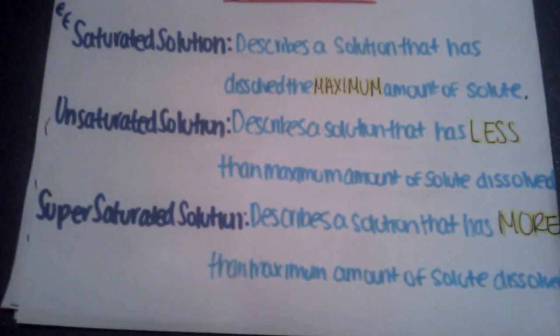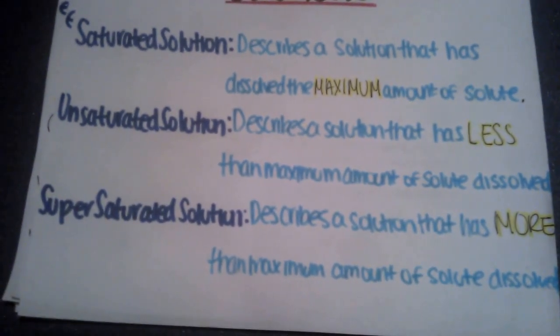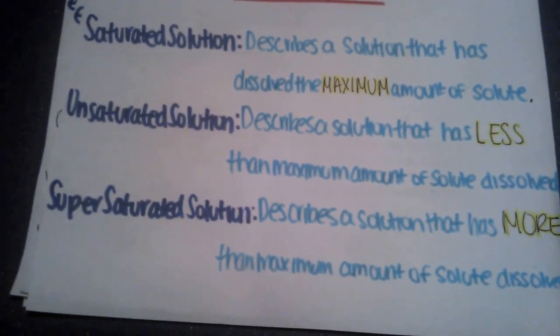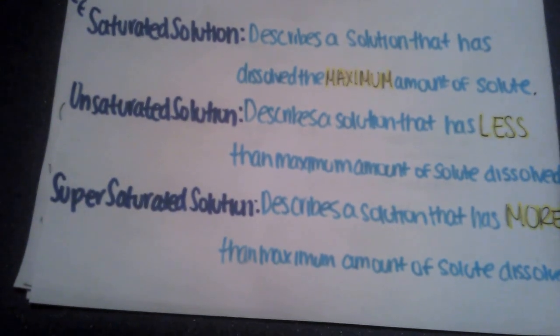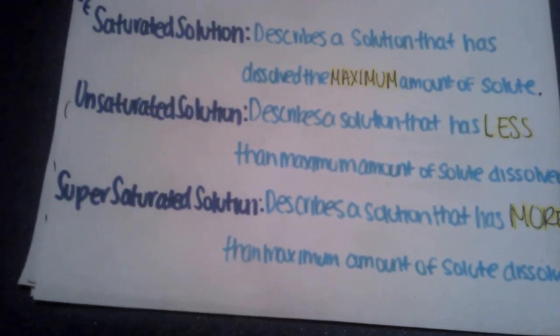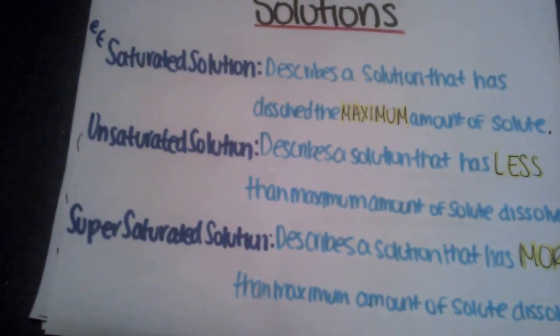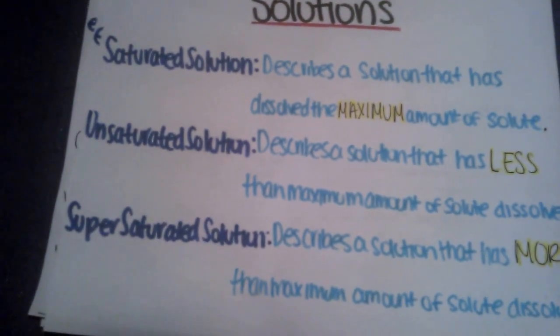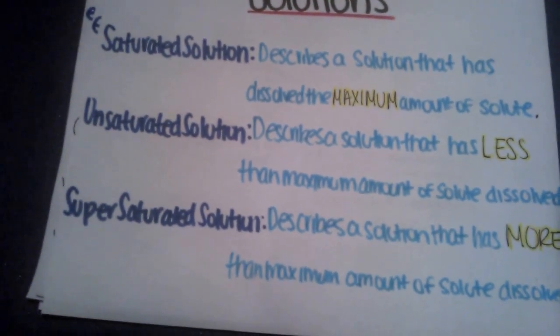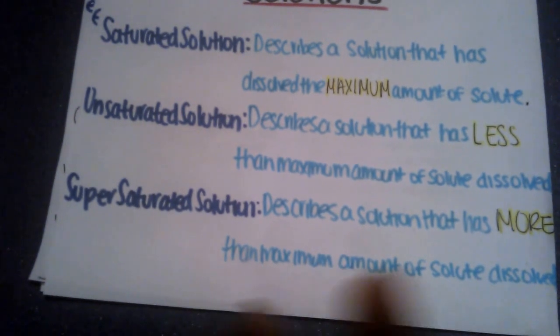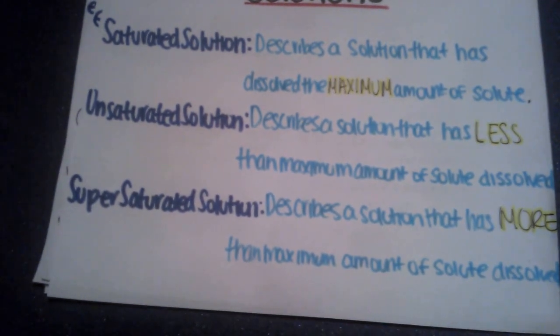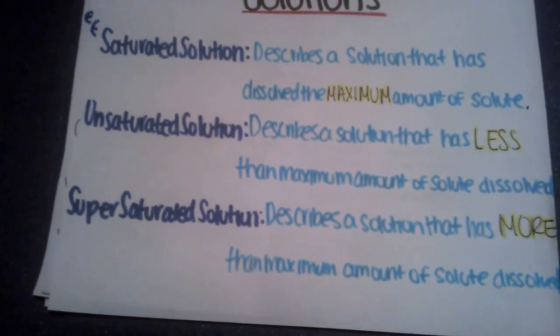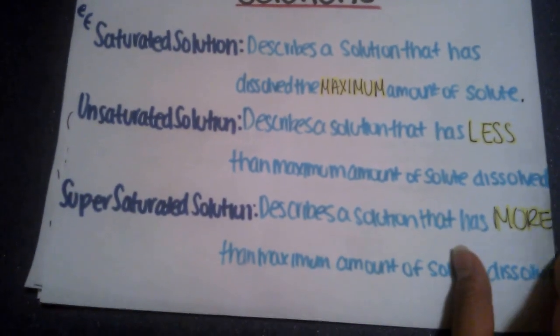The third one is a supersaturated solution. A supersaturated solution describes a solution that has more than the maximum amount of solute dissolved. So again, with the paper towel example, imagine a paper towel that has more liquid than it can absorb. It means the paper towel is dripping because it's more than it can absorb. Now that is an example of a supersaturated solution.